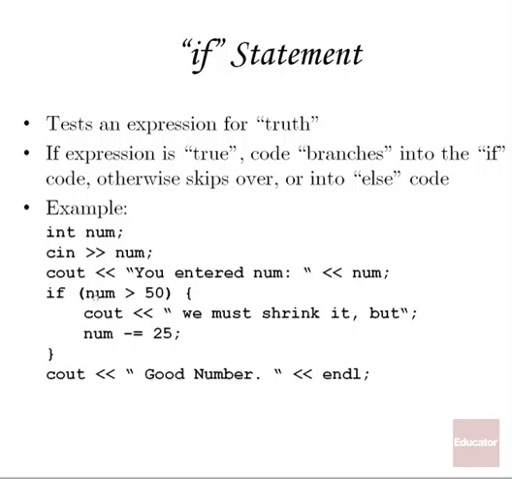So here we just get a number from the user. He says, just type a number, you put a number in there, and it'll say, cout, you entered this number. If the number you entered is greater than, it'll do a test here. 52. 52 greater than 50, that's true. If it's true, this code block is run.